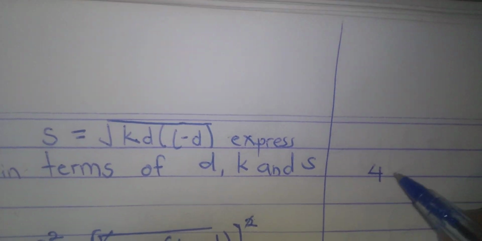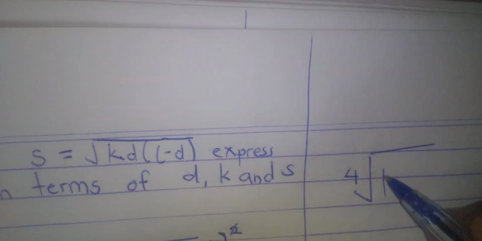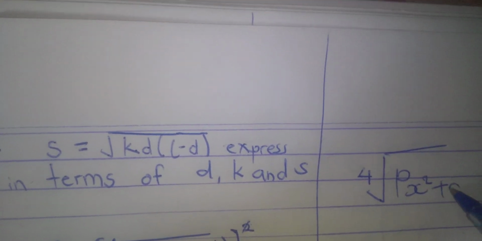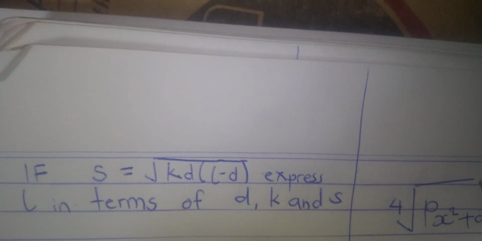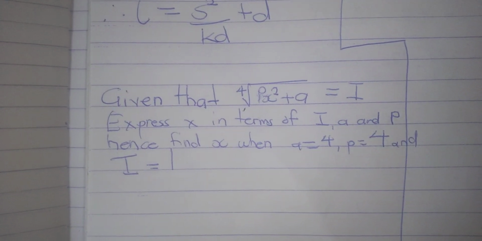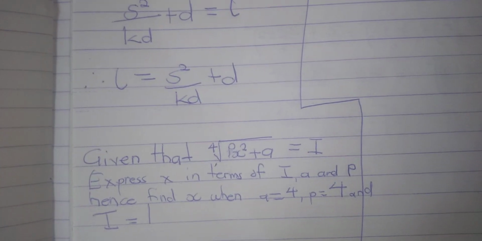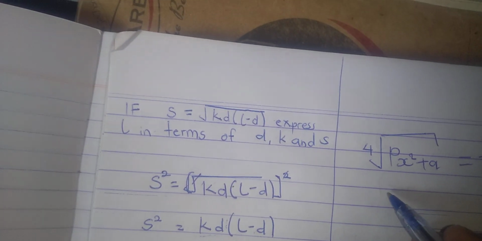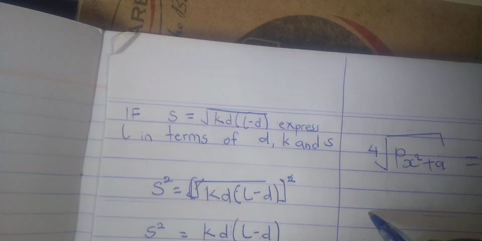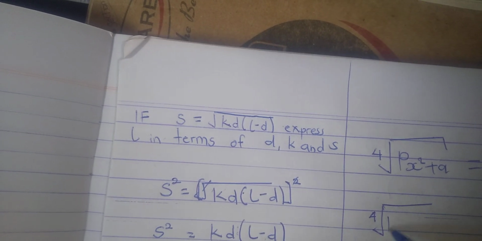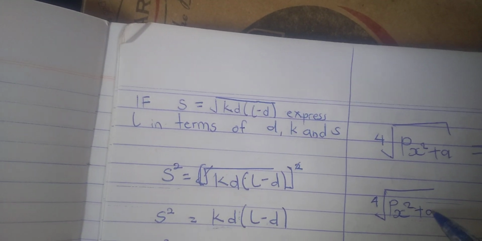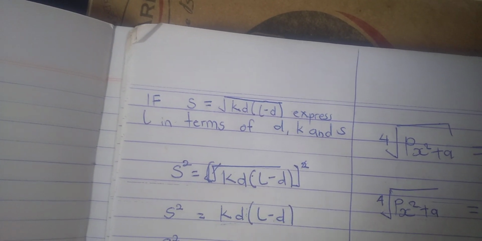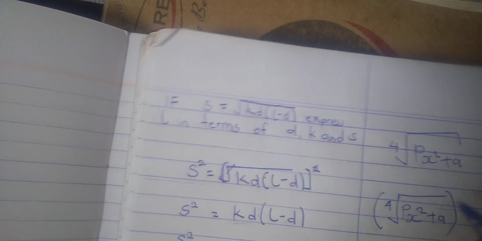So they have given us that the fourth root of px squared plus a equals I. So that is the question they have given us. So according to our question, that's what they have given us. So we shall have raised to power 4 both sides. I'll raise both sides to power 4. So this is the fourth root of px squared plus a equaling I.